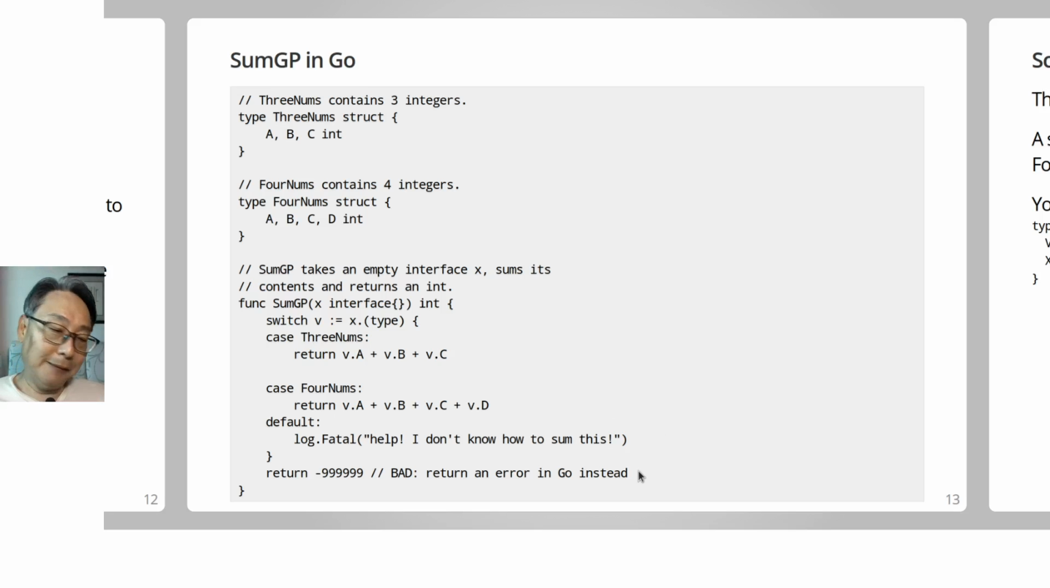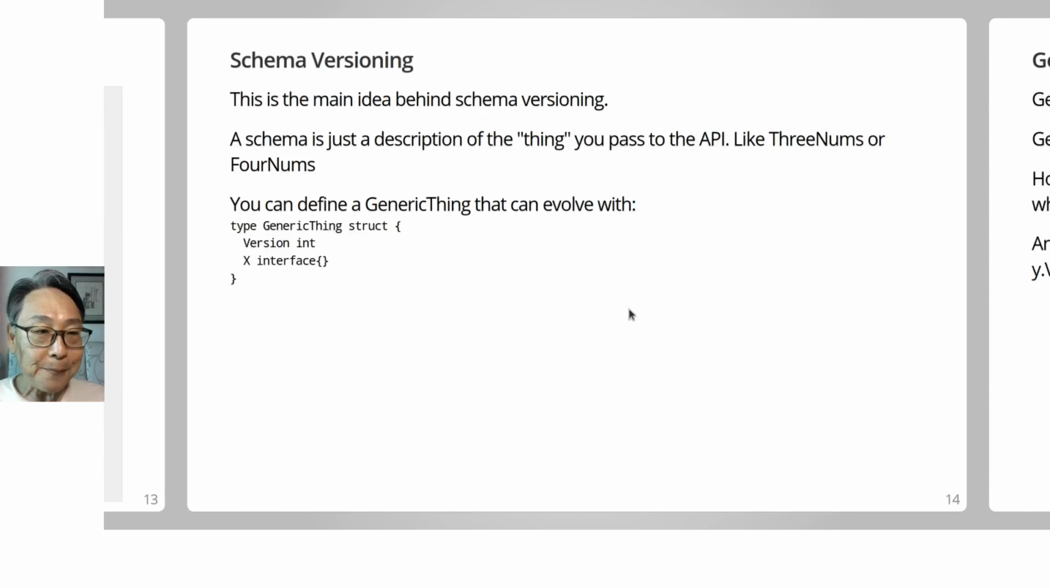Or you can return a bad error value, but this is bad. In Go, we actually return errors. But in other languages, you can't return multiple items. In Go, you can. This actually seeds the idea behind schema versioning.